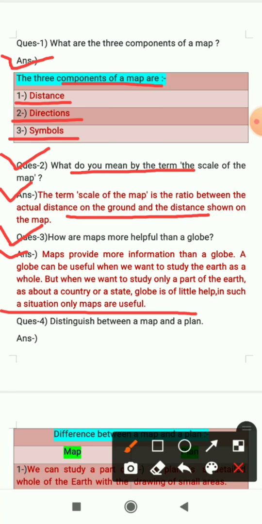So maps provide us more information than a globe, because a globe can be useful only when we want to study the whole earth. But when we want to study a portion of the earth like a country or a state, at that time a globe is of little help, and in that situation maps are more useful. Now let's see question number 4, that is, distinguish between a map and a plan. We have to tell the difference between a map and a plan. So let's see the answer.